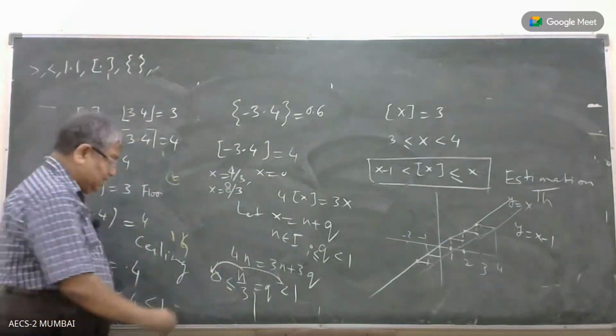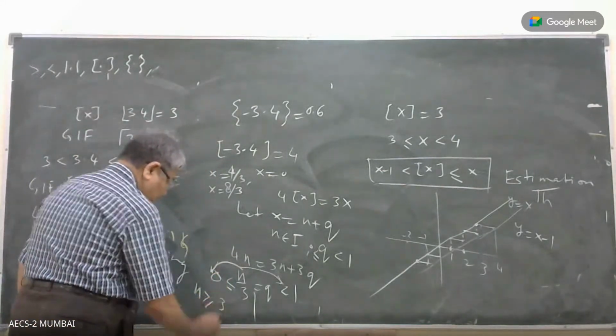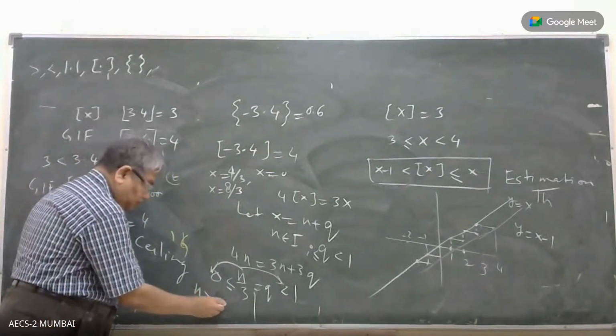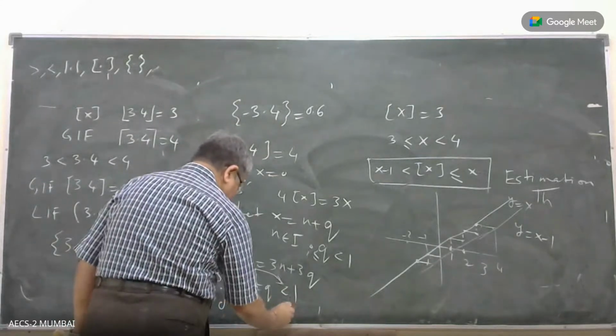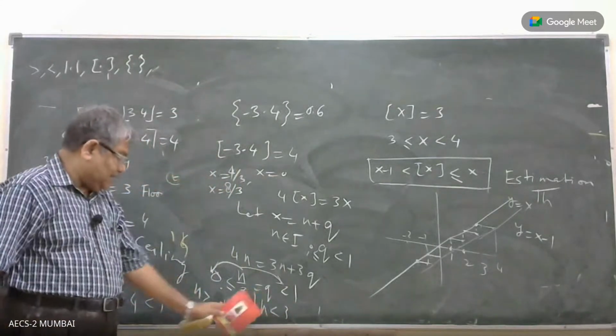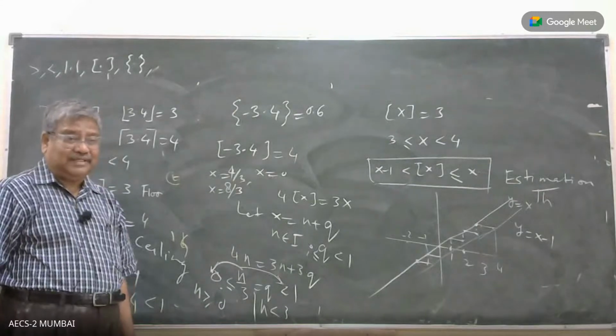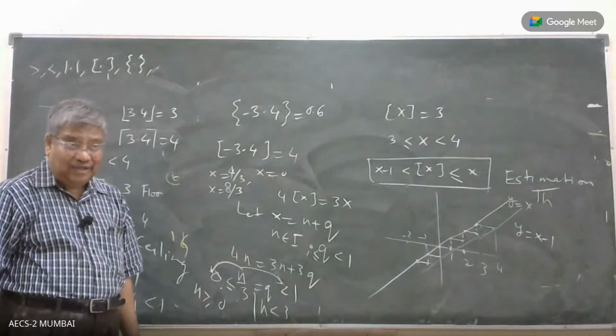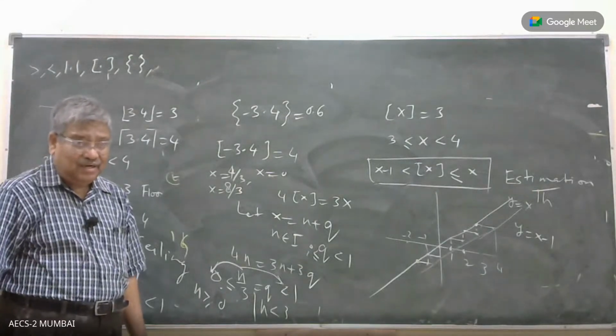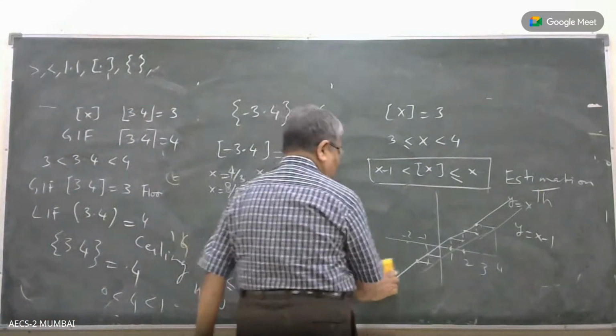So what it says, n is greater than 0, correct? And this says n is less than 3. So n is less than 3 and greater than 0. How many integers are possible? 0, 1 and 2. That's it. So you have solved this problem.